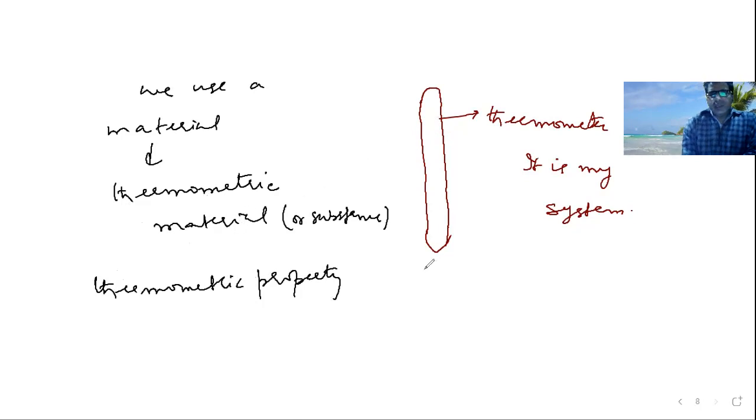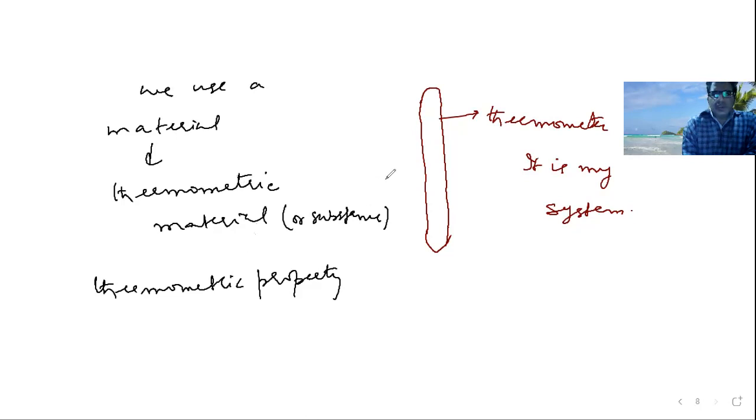So we select a thermometer. It is our system. Then we choose some material, some substance. The property of that substance is that it has some property which changes if we change the temperature of the substance. That substance is the thermometric substance and its property is the thermometric property.